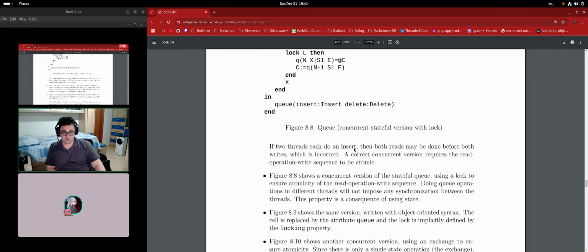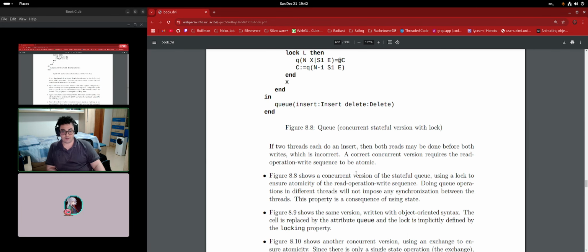Then 8.8 shows a concurrent version of the stateful queue using a lock to ensure atomicity. Pretty simple, we just add lock blocks to the thing. Then 8.9 shows the same version written in object-oriented syntax, and this is very weird. Is this telling the runtime that this entire class has locking things? Basically it's saying every instance of this class, every object that is a queue, has a lock associated with it, and you can use the lock inside of the methods of the queue.